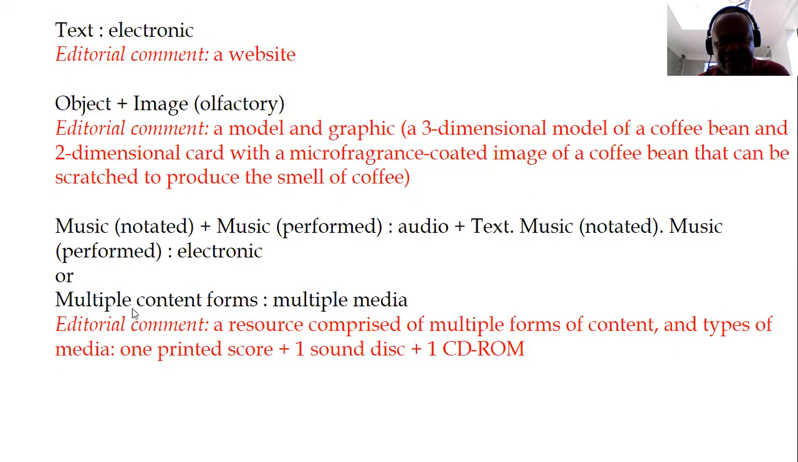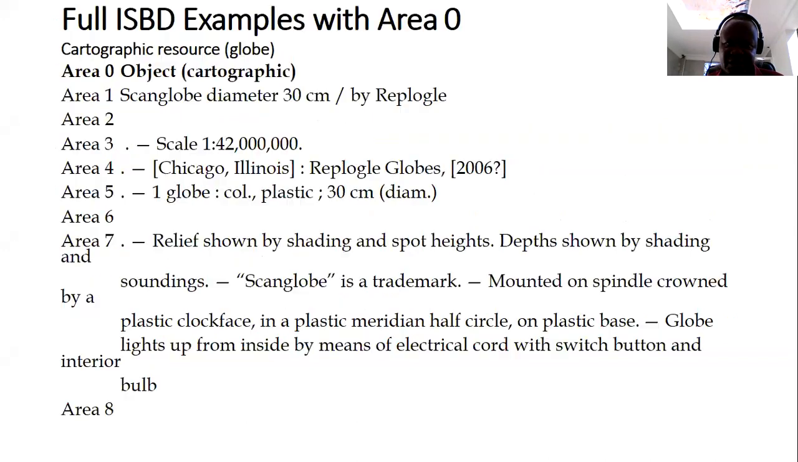Then we have multiple content forms and multiple media. And in the editorial comment, this is a resource comprised of multiple forms of content and types of media. There's one printed score, plus one sound disk, plus one CD-ROM. So those are the examples I could give before we get to the actual materials. Now, examples when they are in detail, with all the details. The first one is a globe.